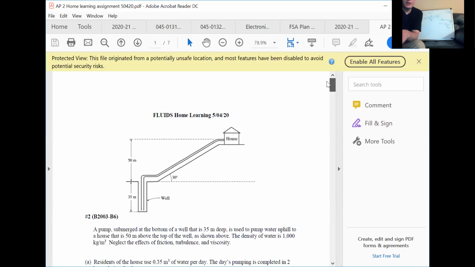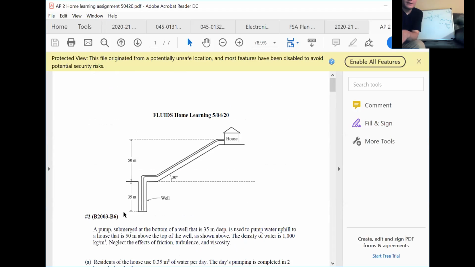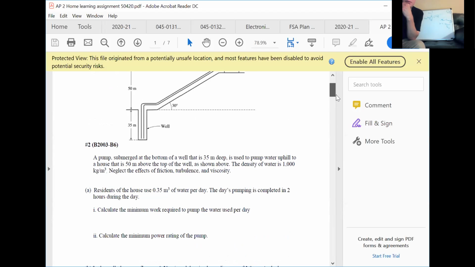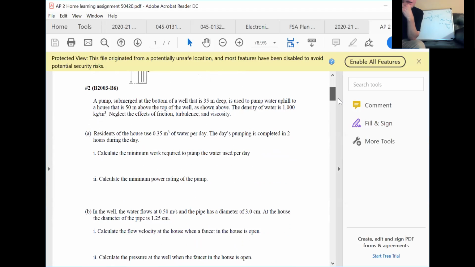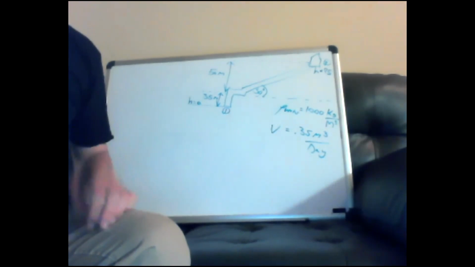All right, so the first question, feel free to pause the video, but essentially it says that we have a well that's 35 meters deep. Then 50 meters above the ground, there's a house, and the water is being pumped out of that well. It gives us how much water by volume is being pumped per day. In part A, it wants to know about the work and the power. In part B, it wants to know about the flow velocity and then the pressure at the well. I'm going to go through these kind of quickly.